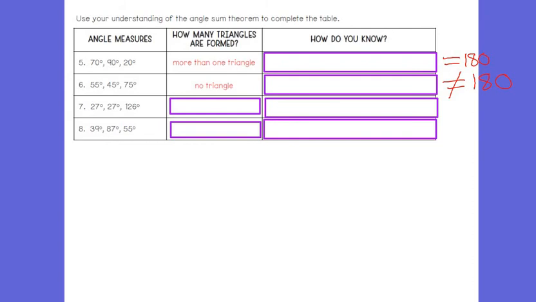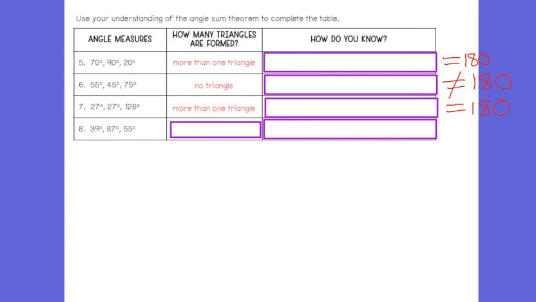Okay, you tried 7 and 8. Alright, number 7. What we got, Hakeem? How many triangles are formed? None. And why none? What did y'all get it adding up to? 180. It added up to 180. So how many triangles are formed? More than 1. More than 1 triangle.